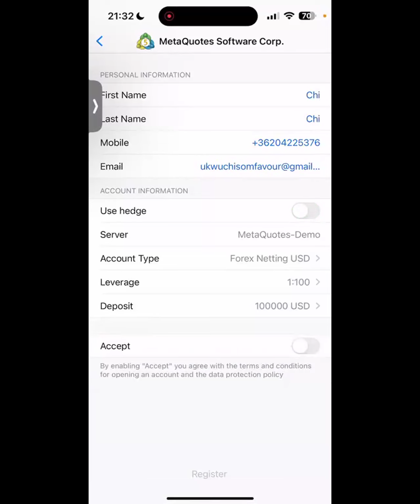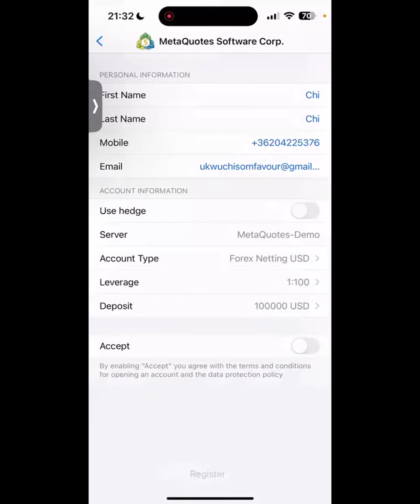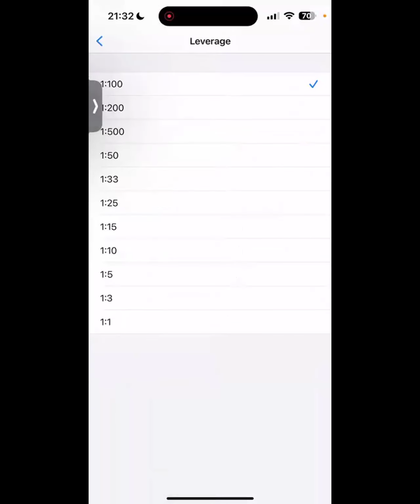What currency do you spend? I spend dollars, USD actually. Okay. So account type Forex netting, USD, leverage is, let's change your leverage to 1:500.